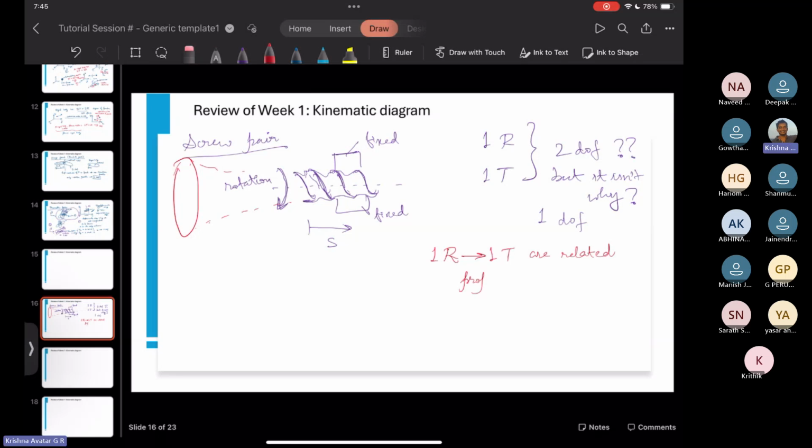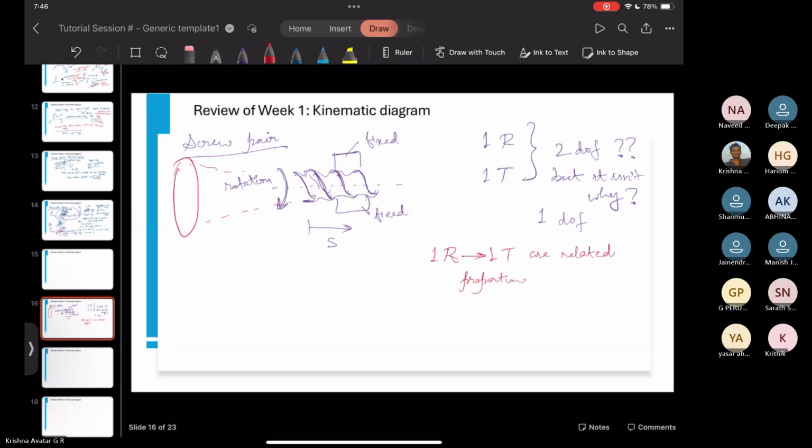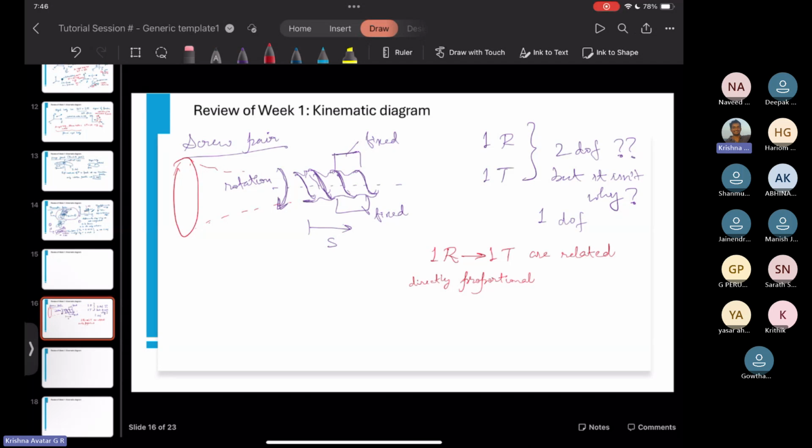Although rotation and translation are related, that does not mean that they are independent. So we have to specify that they are proportional, and they're also directly proportional, which means that as we rotate more, the translation also increases in a similar way.